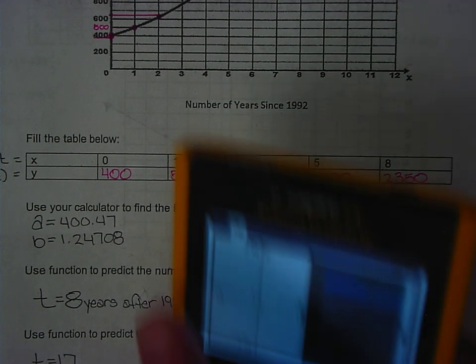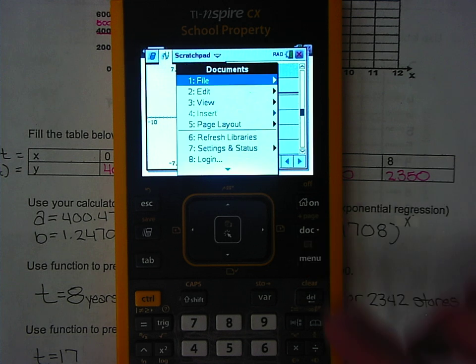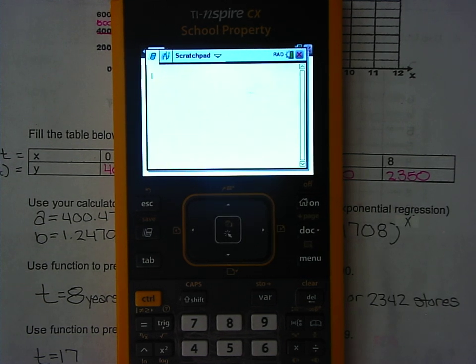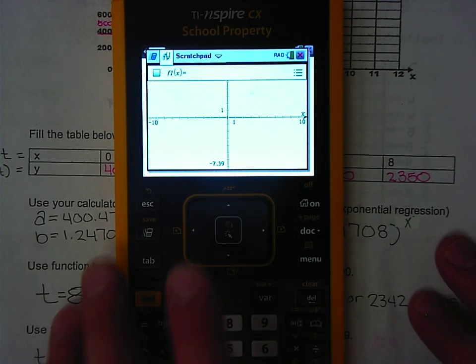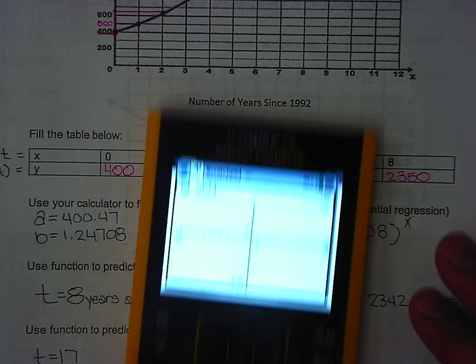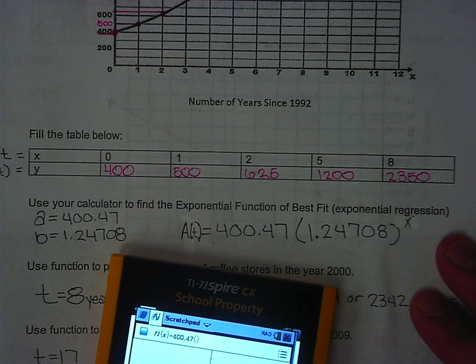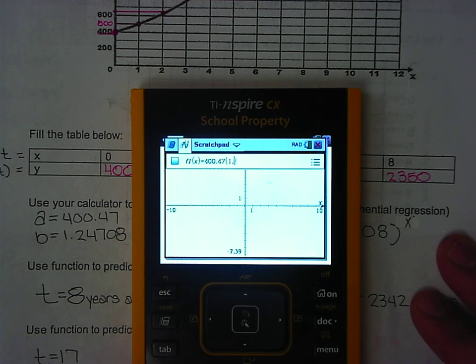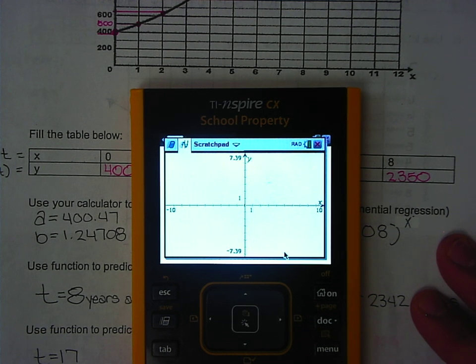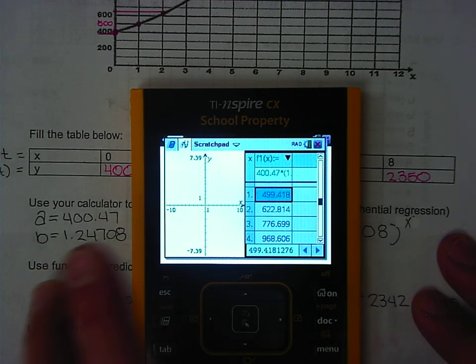So I'll go to Scratchpad, I'm going to clean out my previous function with doc and then B. All right, so my equation is 400.47, parentheses, 1.24708, raised to the x power. Enter. And yes, I'm aware we can't see the graph, but they're not asking us to read a graph at all anymore. So go ahead and just do Control T to get a table, and let's start answering some questions.